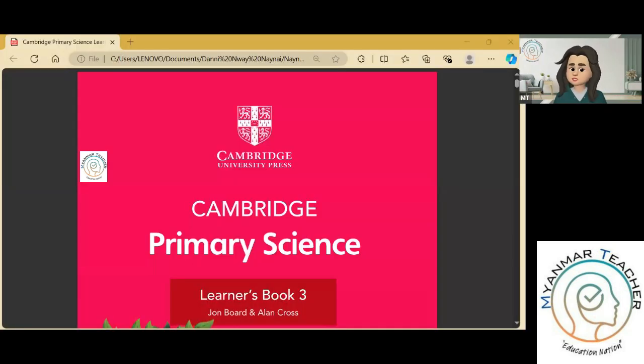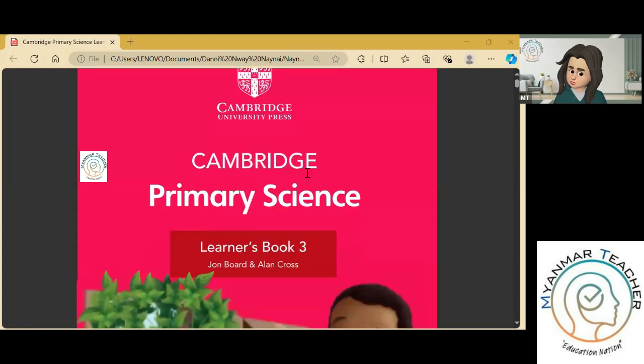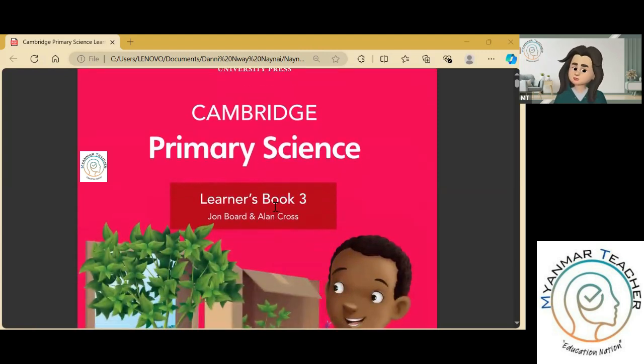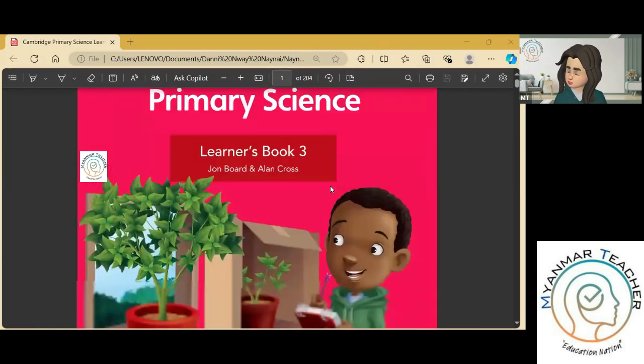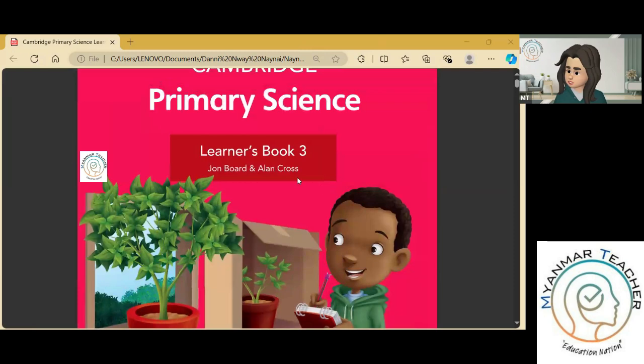Everyone. Today we'll be doing science. This is a book, Cambridge Primary Science. It's book 3 in the series. It's basically for learners who are in year 3, which is like grade 3, so like 8, 9, and 10-year-olds. It's by John Board and Alan Cross.